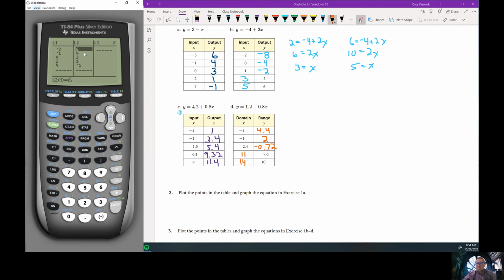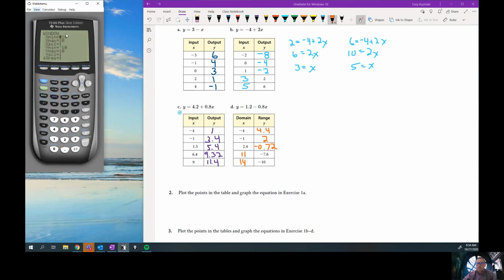And there's all those outputs, 6, 4, 3, 1, -1. So that would have been a good way for us to get these values in the first place. But now I've got those all in there, and I can make a scatter plot. First of all, I need to set up my window. This window looks pretty good. I think I'll just leave it as -10 to 10, -10 to 10. -10 to 10 would work for my inputs. That fits everything. And -10 to 10 would fit everything for my outputs.